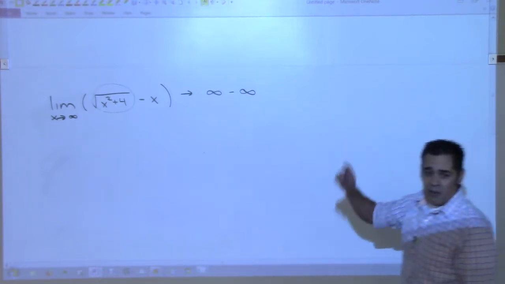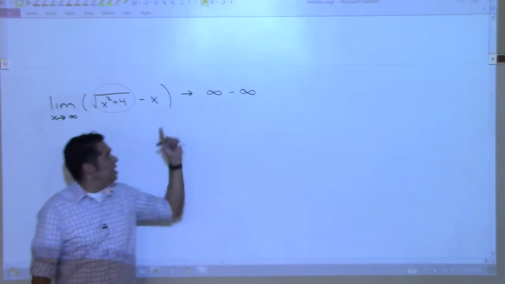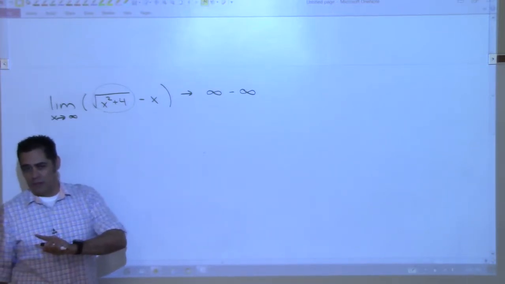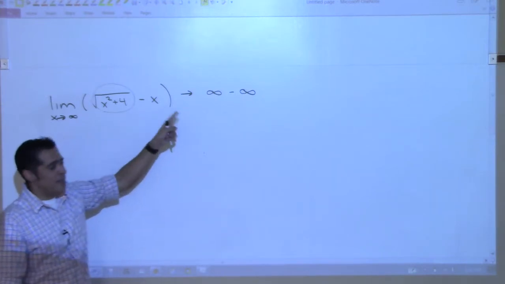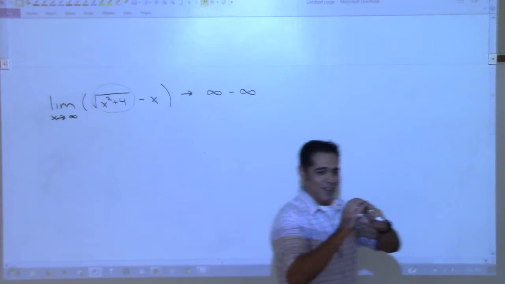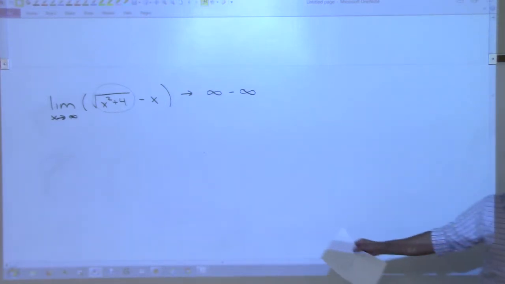0 over 0 is bad, right? Infinity over infinity is bad. Infinity minus infinity is not 0. Somebody on the test is going to do this, and then they're going to write equals 0, and it's going to be 0 points also, all right? Because infinity minus infinity is still bad.